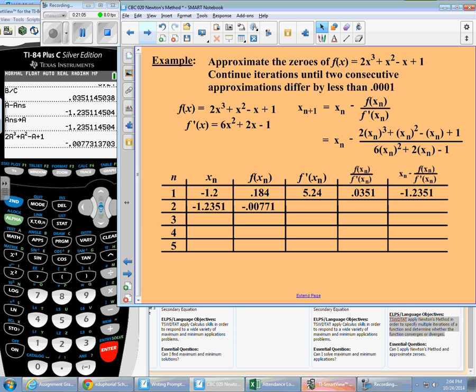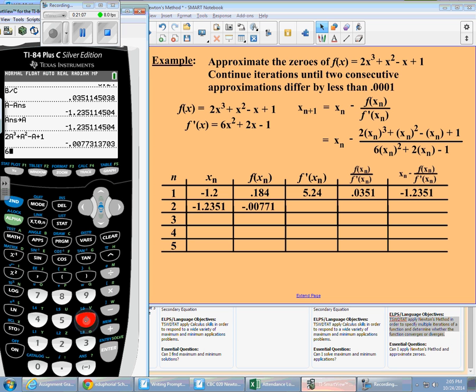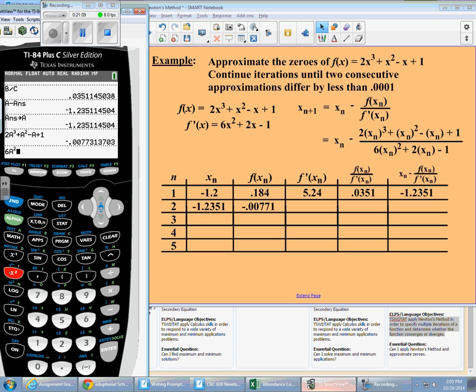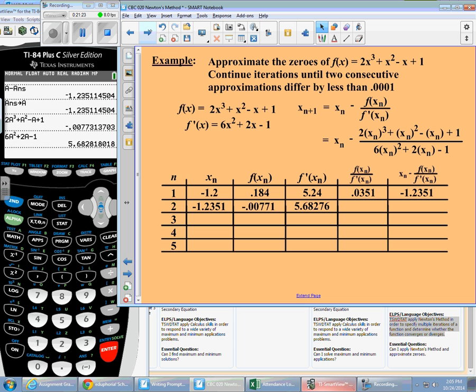We want the derivative, so you can type it over again if you want to, or you can scroll back up and find it in the memory banks of your calculator. Oops, I put an X in there. The calculator's not going to like that. There we go, change it to A. And we got 5.68 this time.